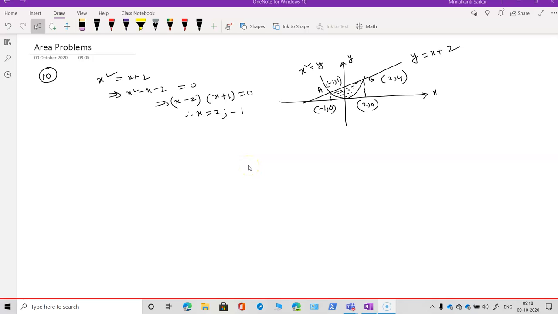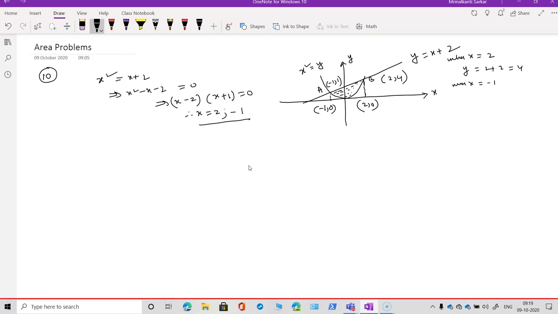So for this sum, we solve y equal to x plus 2 and x square equal to y to get the value of x as x equal to 2 and x equal to minus 1. Then when x equal to 2, if we use this equation, there should be a clear diagram first. When x equal to 2, we have y equal to 2 plus 2, that is 4.